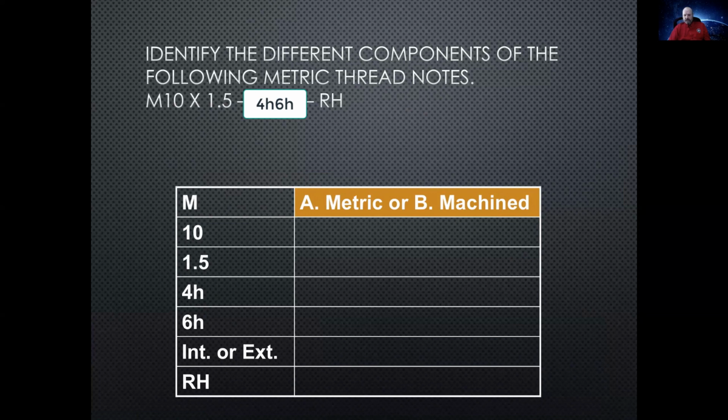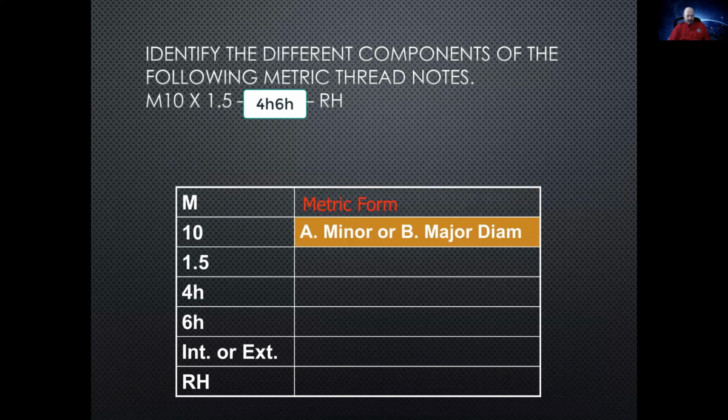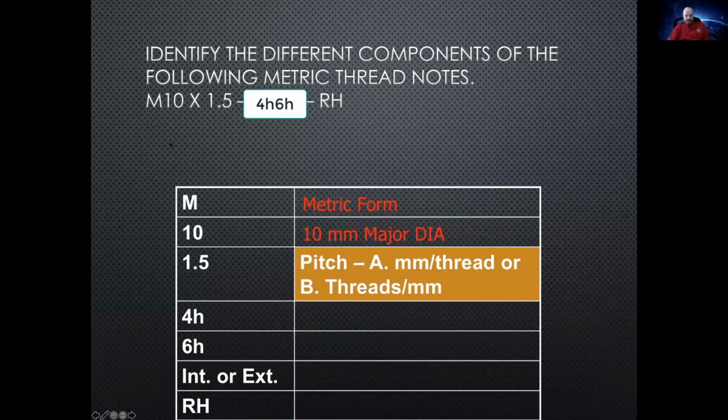Any guesses? A or B? A, very good. 10, is that a minor or major diameter? It's a major diameter, but it's 10 millimeters, not 10 inches. The pitch, is it millimeters per thread or threads per millimeter? This messes some people up.